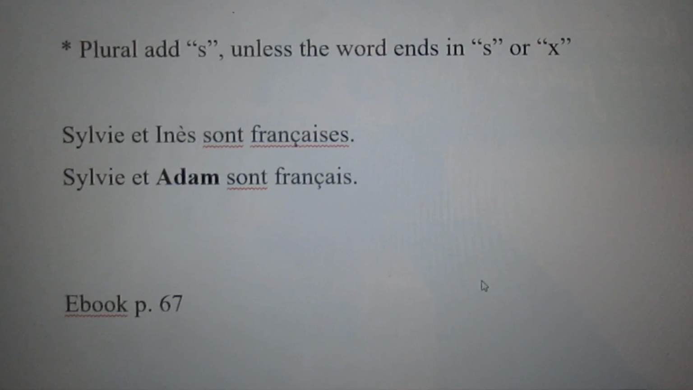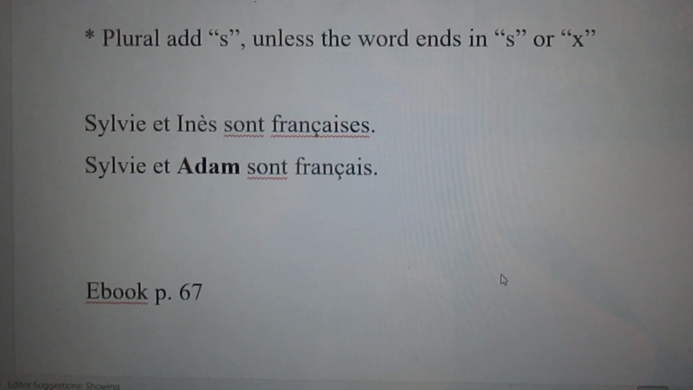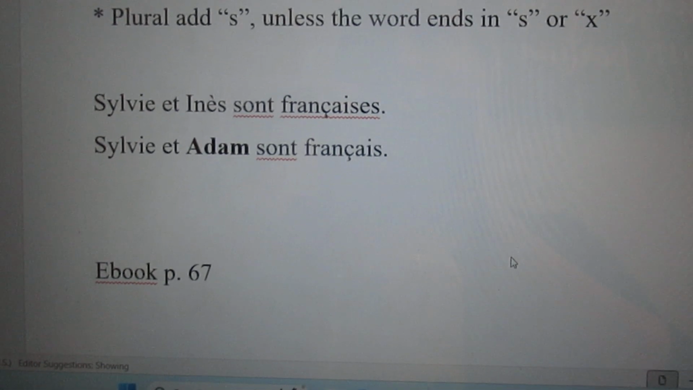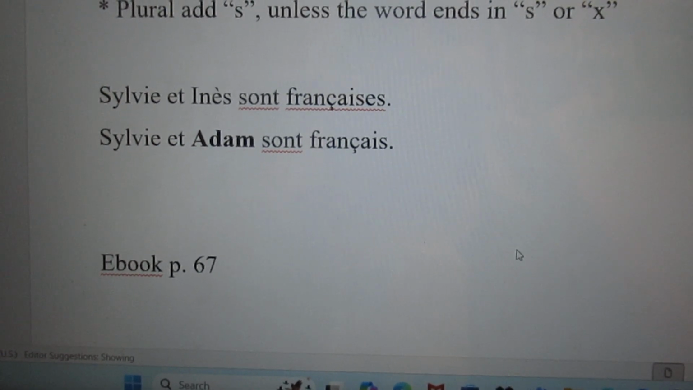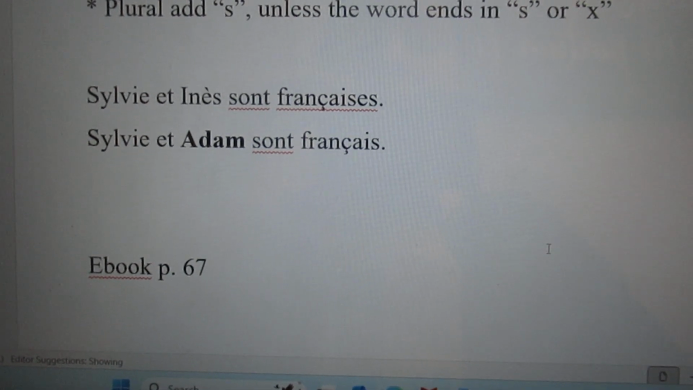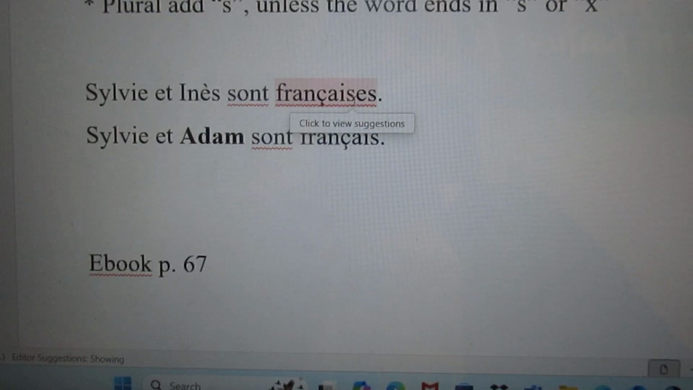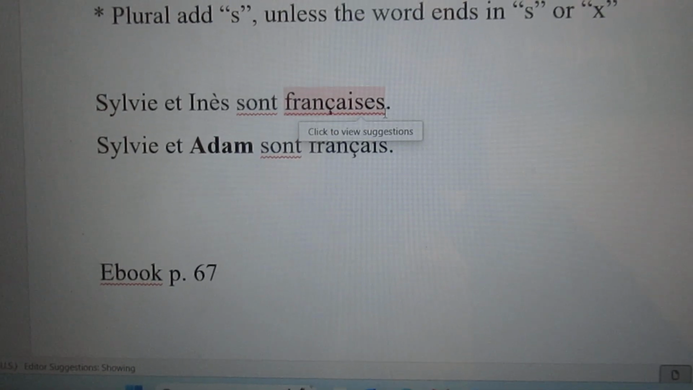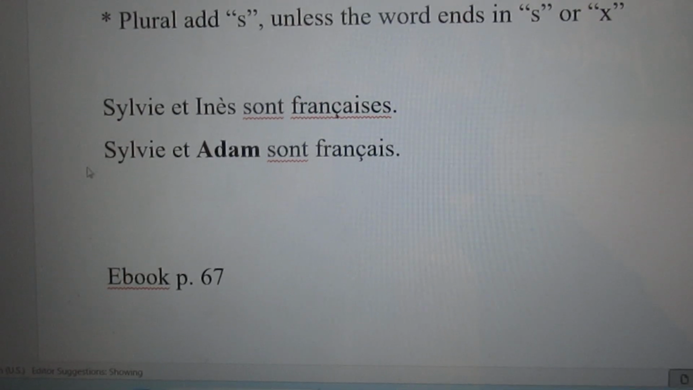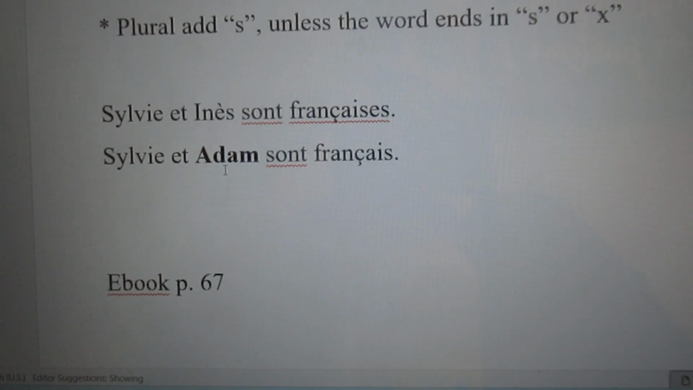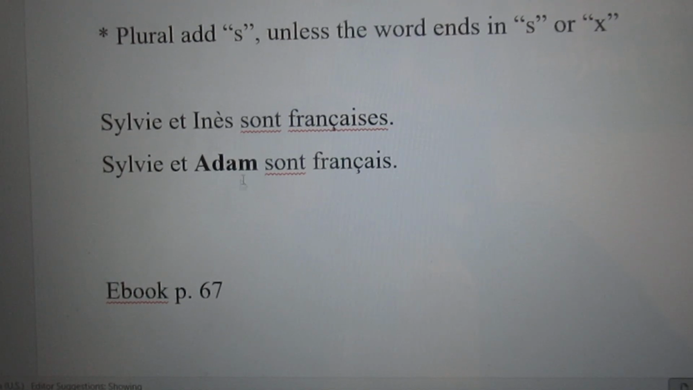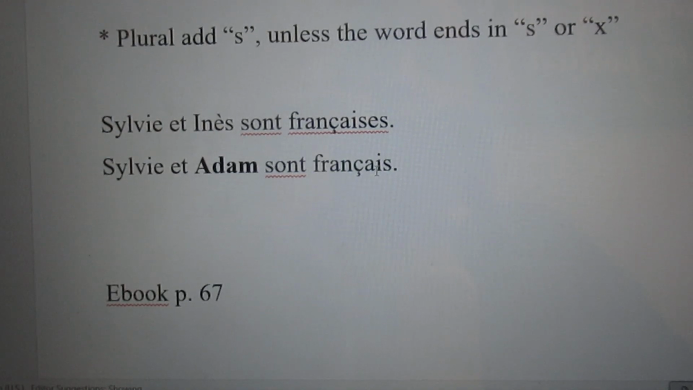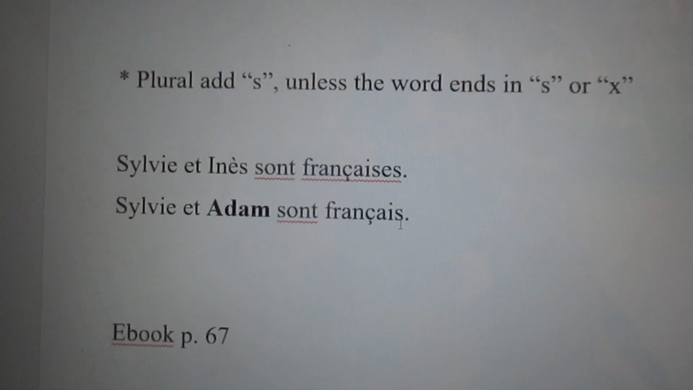Another thing to note in French is if I say Sylvie et Agnès sont françaises. So I have two ladies here, Sylvie et Agnès sont françaises. So I have français would be my masculine, but because they're feminine, I'm going to add an E. And because there's two of them, I'm going to add an S. Sont françaises. But if I say Sylvie, still feminine, et Adam sont français. Once I introduce a male, I'm just going to keep the masculine form, sont français.